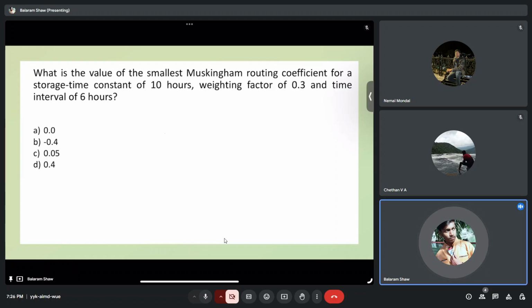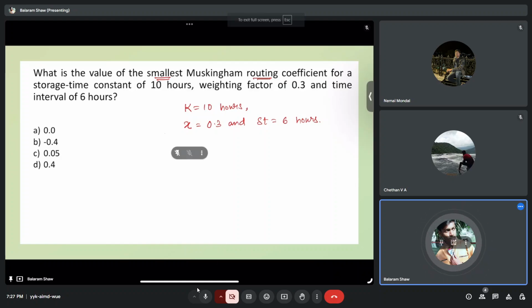The question is, what is the value of the smallest Muskingum routing coefficient for the storage time constant of 10 hours? So storage time constant K is 10 hours, then weighing factor X is given as 0.3 and interval del T is given as 6 hours. Just calculate all the routing coefficients and tell me how much you are getting for the smallest Muskingum routing coefficient. We'll give 1 minute for that.